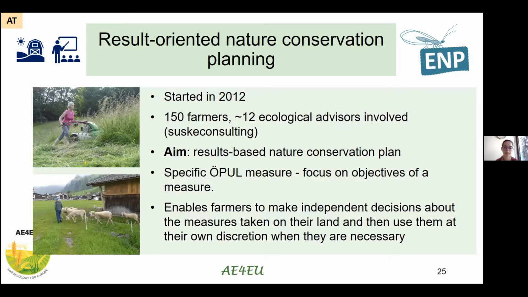Then specific control criteria are explained to enable the farmers to link their practice to the expected results. In the current phase, there are around 150 farmers involved and 12 advisors all over Austria. The initiative works at the interface of agriculture and ecology and aims to adapt the agri-environmental measures. The concept of agroecology itself is not really used in that initiative.